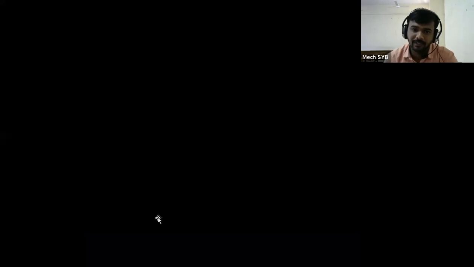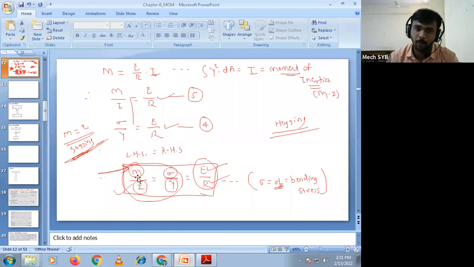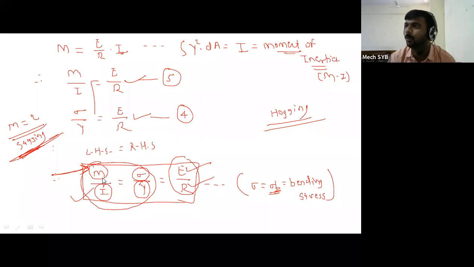I will share another screen. Units. Okay, so for the moment, force into distance, what will the unit be? Newton meter or Newton mm. So you can write down the unit for the moment: Newton meter or Newton mm.